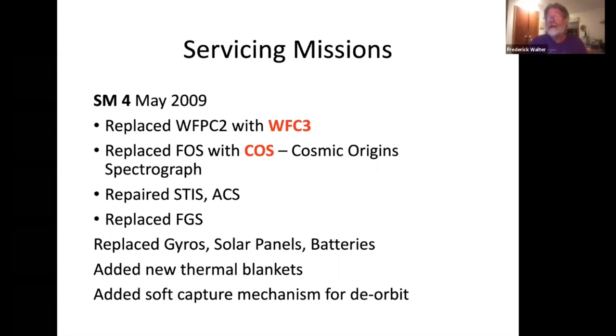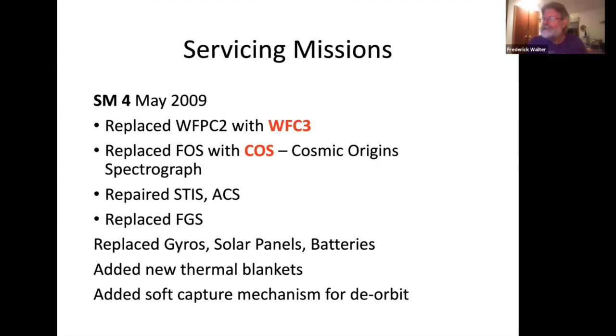They were fixed by the astronauts. It was about a 7-day mission, I believe. They had a lot of things to do. They replaced the fine guidance sensors. They replaced the gyros, the solar panels, the batteries.